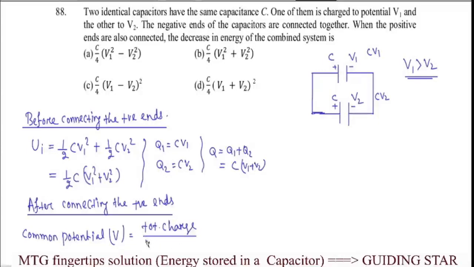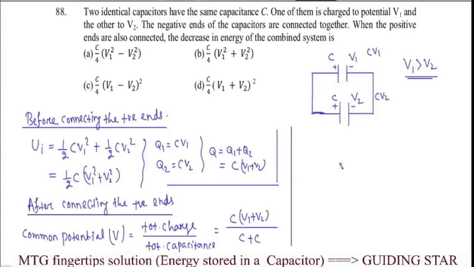डिवाइडेड बाय टोटल कैपेसिटेंस. Total charge divided by total capacitance. So total charge we are getting C into V1 plus V2 all divided by total capacitance is C plus C, as both are having same capacitance. So that will not change. So finally how much we'll get? So finally the common potential that we'll get over here, in the denominator we'll be getting 2C. So it will be V1 plus V2 divided by 2. So this is the common potential.